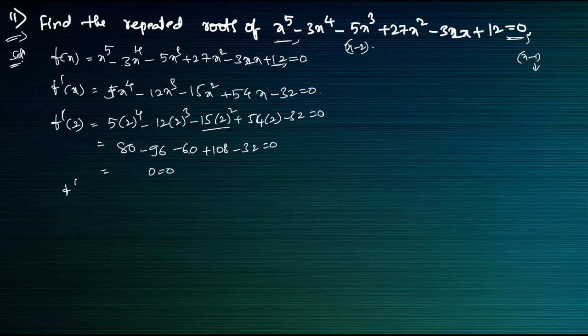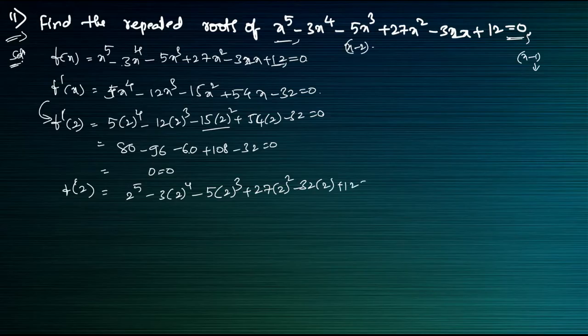I did f dash of 2 now, so f of 2 also I will do. I will substitute and check whether it will become 0 or not. So 2 power of 5 minus 3 into 2 power of 4 minus 5 into 2 power of 3 plus 27 into 2 square minus 32 into 2 plus 12 is equal to 0. In this, 2 power of 5 is 32, and 2 power of 4 is 16.